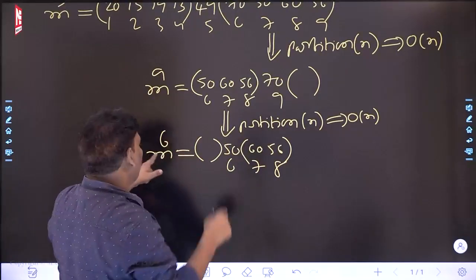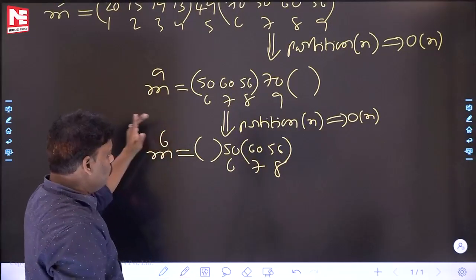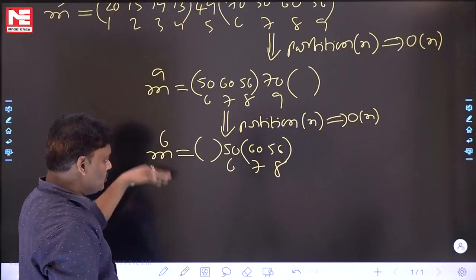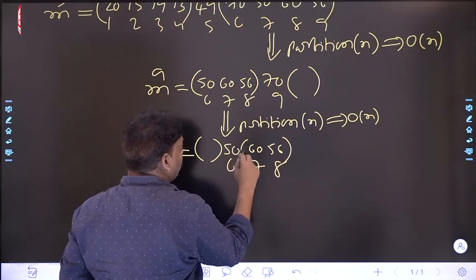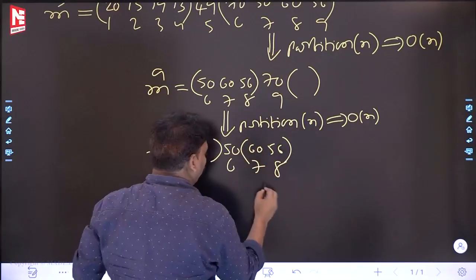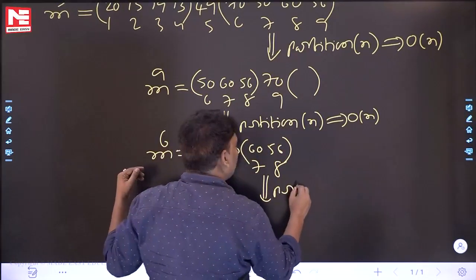Now check: is k equal to m? Both are not equal. If k is equal to m, stop. Otherwise, what is the answer? Ask the m: you are the 6th smallest element, but I want the 8th smallest element. What will he say? Go right. Again apply the partition algorithm. Time complexity, don't bother.